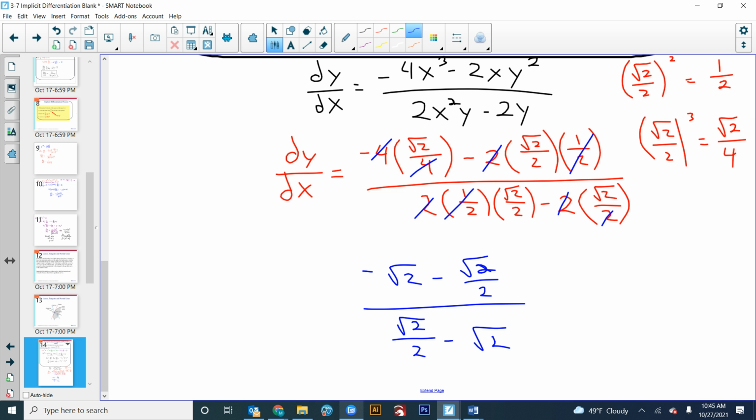What is it? -1? Not ready for it yet? Would you like to find common denominators? Let's do it. What's -2 radical 2 minus radical 2? -3 radical 2's over 2, right?